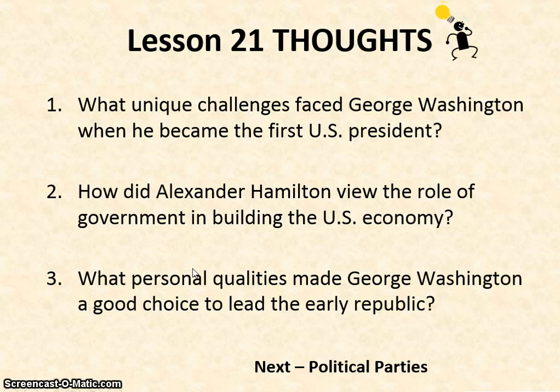So we're going to stop here at the end of lesson 21 with our thoughts. Number 1, what unique challenges faced George Washington when he became the first U.S. president? Number 2, how did Alexander Hamilton view the role of government in building the U.S. economy? And number 3, what personal qualities made George Washington a good choice to lead the early republic? So think about that idea of civic virtue. Why do you think George Washington was a good choice for the first president?